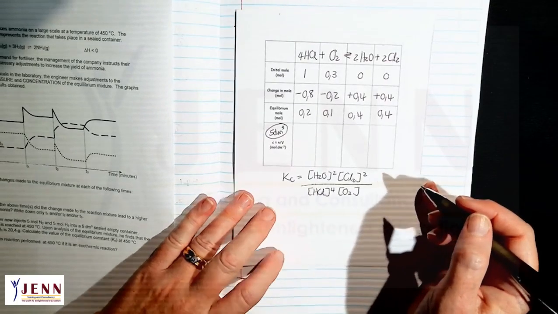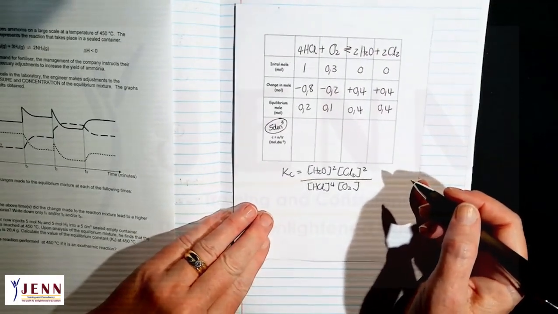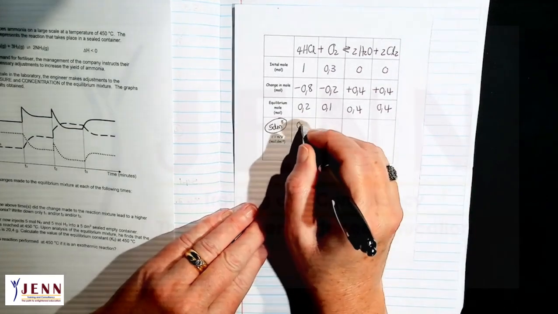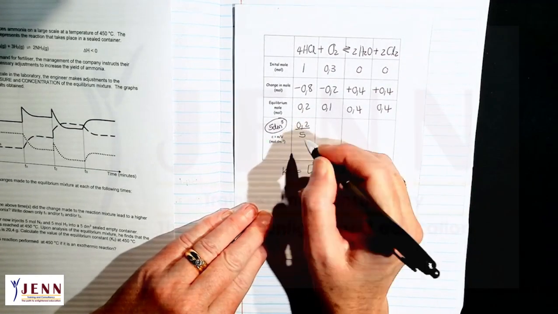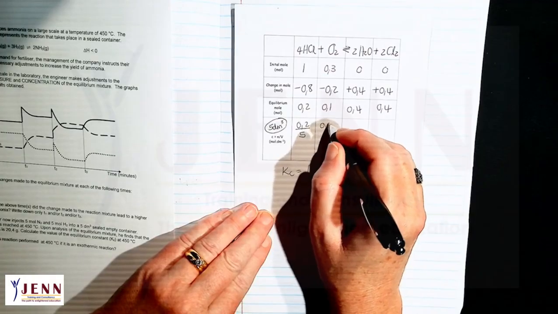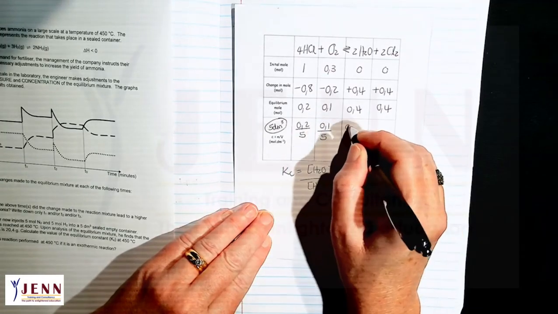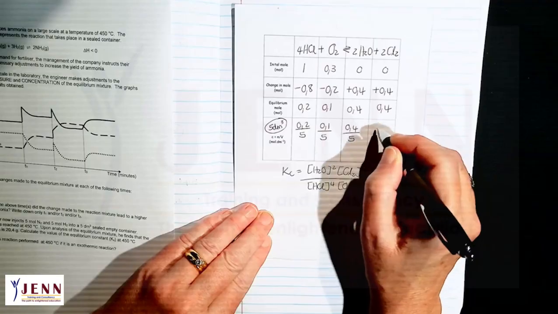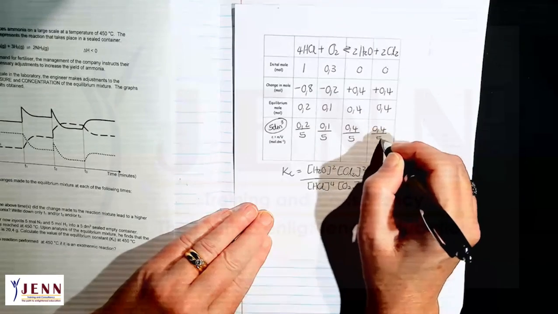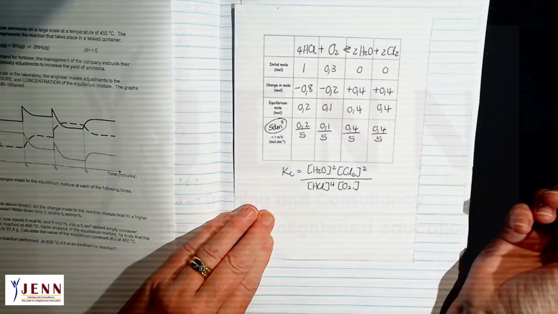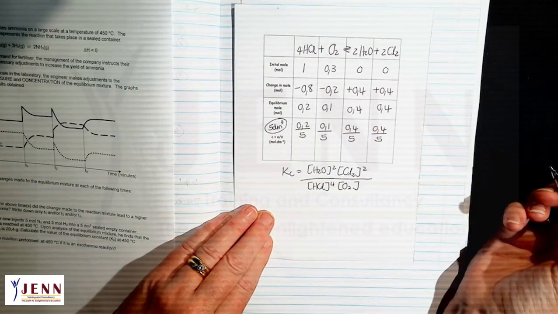And please, boys and girls, very important, you must show us the division by 5. We can't smell it, you must show it. Okay, divide by 5: 0,1 divided by 5, 0,4 divided by 5, 0,4 divided by 5. So you're going to show the division there every time.